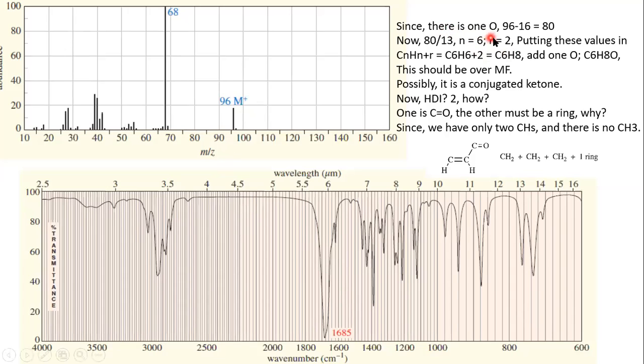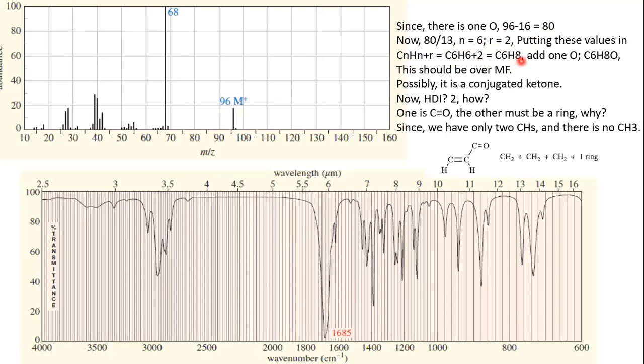Since there is one oxygen, 96 minus 16 is equal to 80. And 80 divided by 13, that is what we are going to do, we are now using the rule of 13. So we come to this, and n is equal to 6, r is equal to 2. Putting these values in the formula we have already learned in the previous slide, we get this.